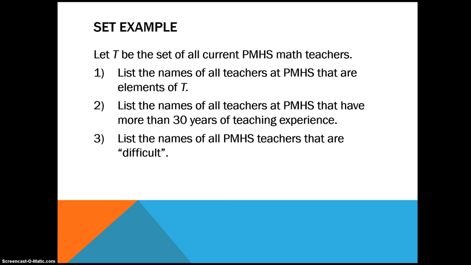How about 3? Could we do a set for this one? It says list the names of all Perry Meridian High School teachers that are difficult. See, this would not be a good definition for a set, because how do we define difficult? Who I think is a difficult teacher, someone else may not. So that term difficult is a little bit ambiguous. If we go back to chapter 1 when we talked about statements and ambiguity, we could definitely do numbers 1 and 2. We could build those sets, but 3 we would not be able to do.